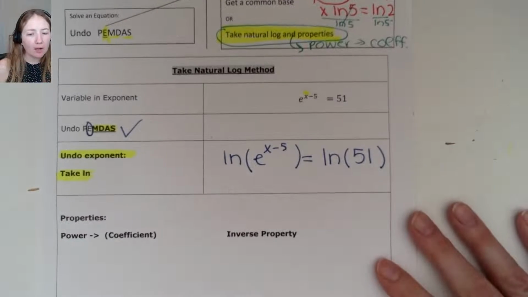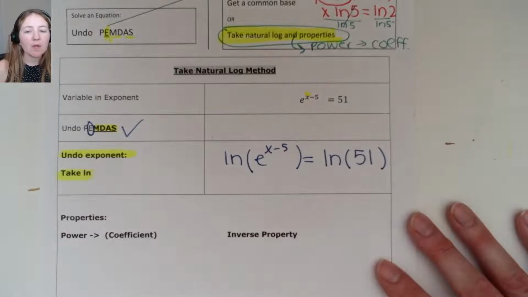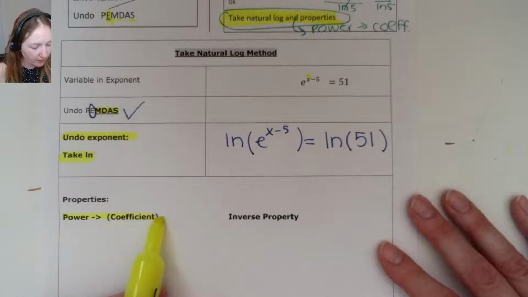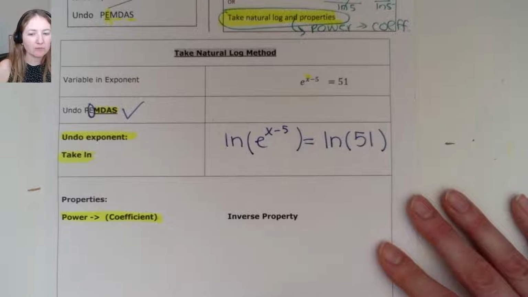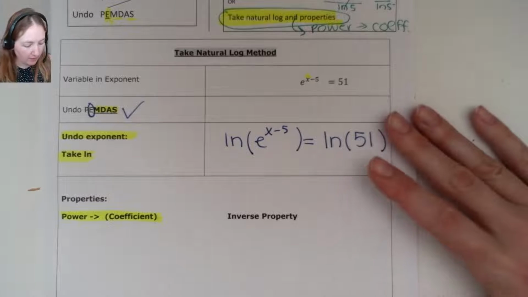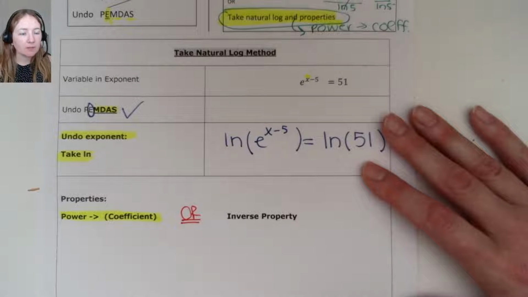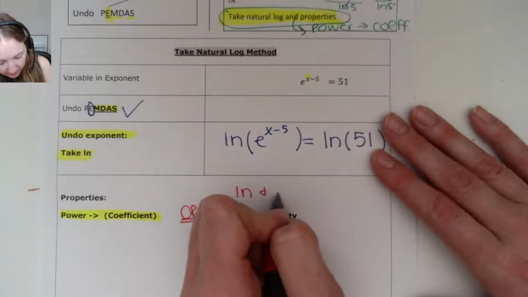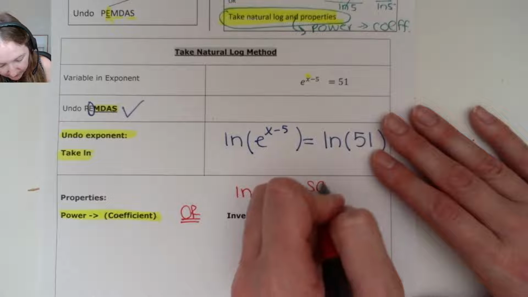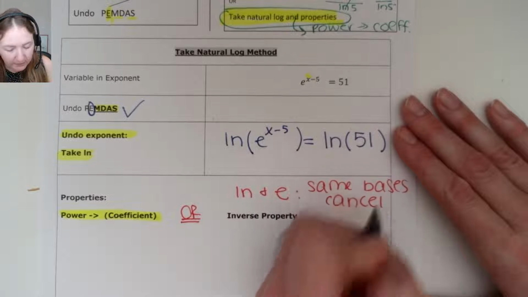Now, there's two options here. Remember, we're taking the natural log to use our log properties. The first option is actually the harder option. The first option is that you bring the power down as a coefficient. The easier thing, and this will be true for all of the questions in this homework assignment, is that you can use the inverse property. So specifically, the natural log and the e cross out. So another way of thinking about this is that we have the same bases and those same bases will cancel.